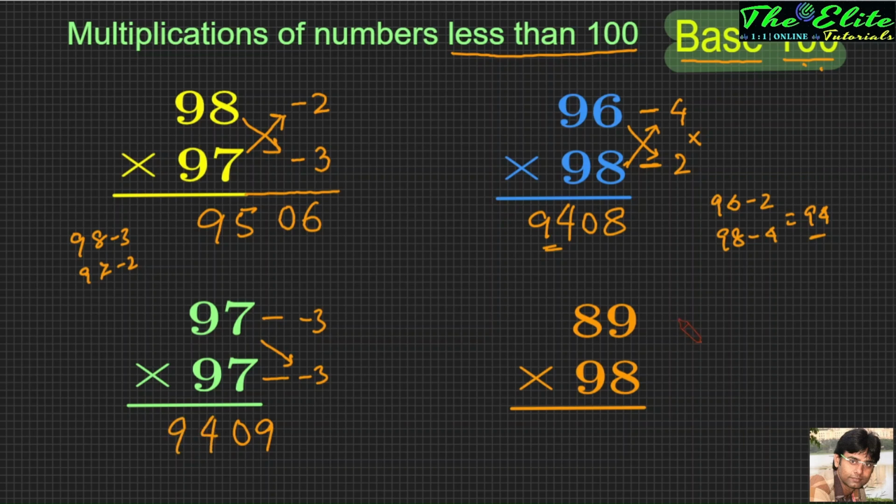So you can see here that it is 11 less, I guess. Yes, 11 less than 100. And this is 2 less than 100. 11 times 2 is going to give you 22. So you will write 22. Now you go this way or this way. You will get the same answer.